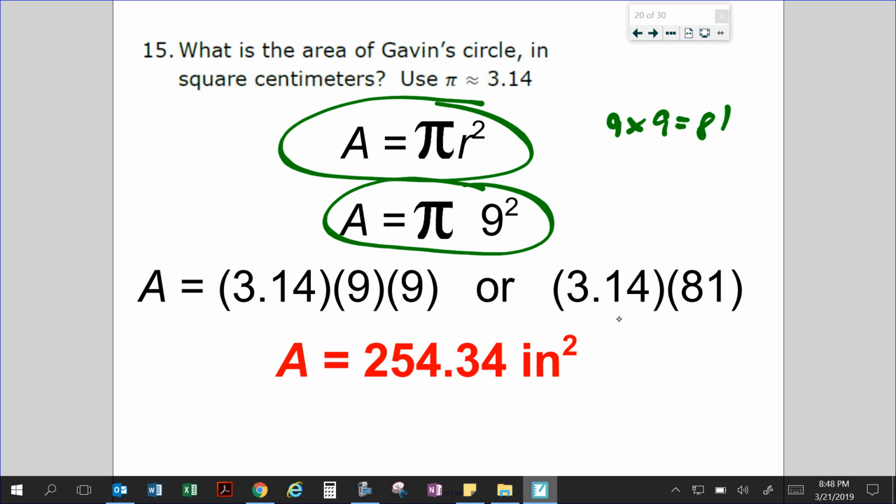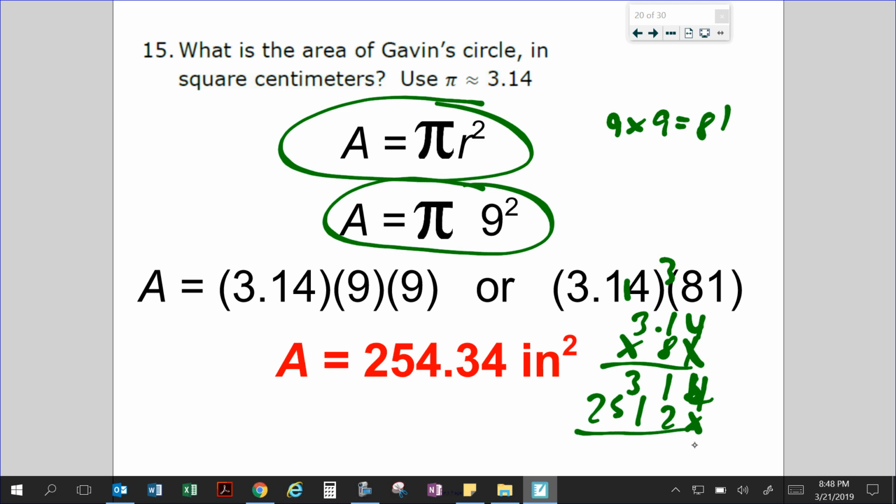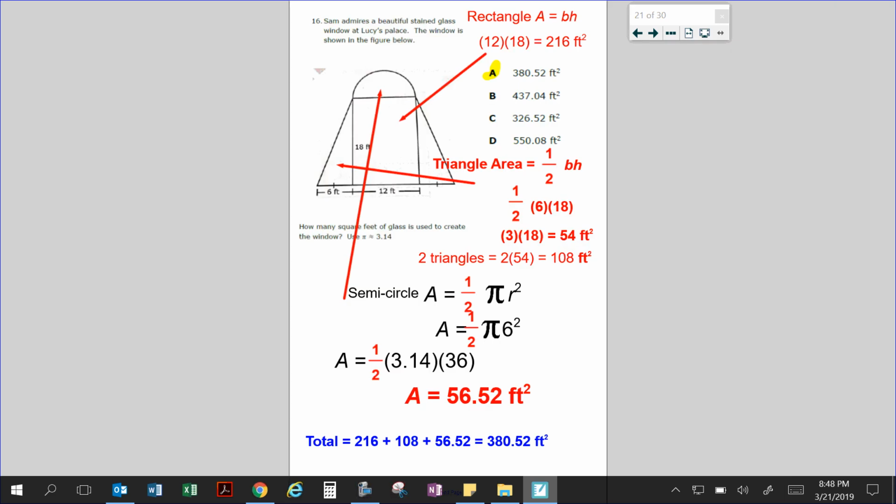So 3.14 times 81. 1 times 4 is 4, 1 times 1 is 1, 1 times 3 is 3. When I was a kid, my teacher, Miss Lester, told me, scratch this out, put an X. 8 times 4 is 32, carry the 3. 8 times 1 is 8, plus 3 is 11, carry the 1. 8 times 3 is 24, plus 1 is 25. So it adds up to 254.34 square inches.